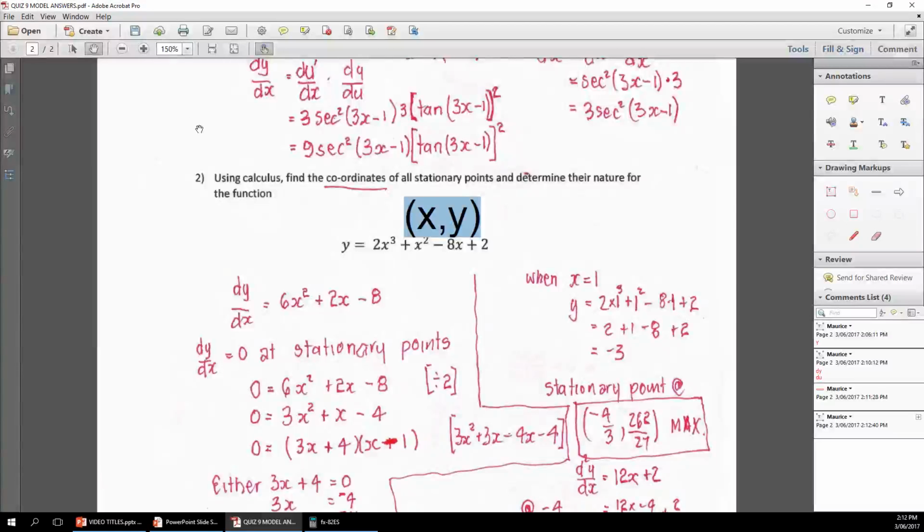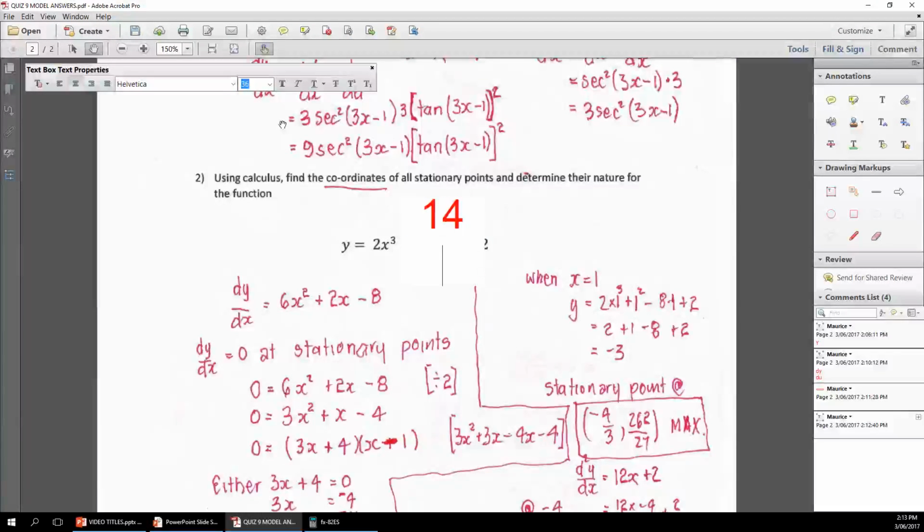Well, that's because some of you did not find the y coordinate. Some of you did not find the y coordinate. That should probably be a little bit bigger, perhaps just for emphasis, and it should be red. So remember, when it says coordinates, it wants coordinates, not just the x value.